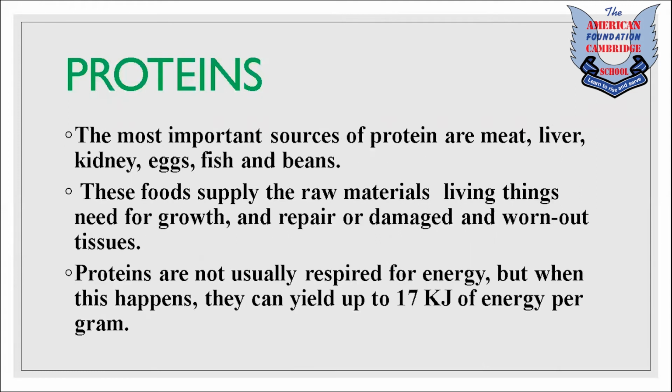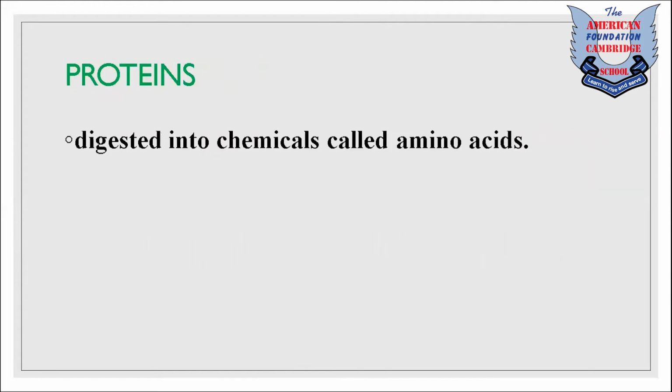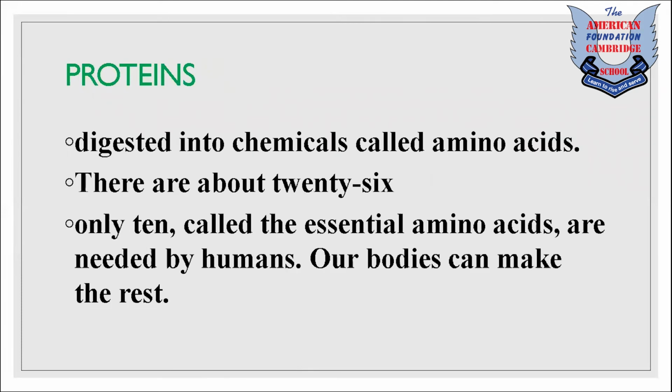Okay, proteins are not usually required for energy, but when this happens, they can yield up to 17 kilojoules of energy per gram, like carbohydrates. Proteins are digested into chemicals called amino acids. There are 26 amino acids, but only 10 are called essential amino acids, which are needed by humans. The rest of the amino acids can be made by our body. What does it mean? We have to take these essential 10 amino acids through our diet, and the rest are made by our body.